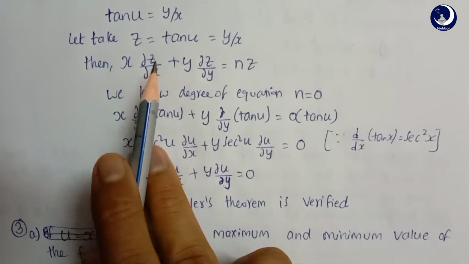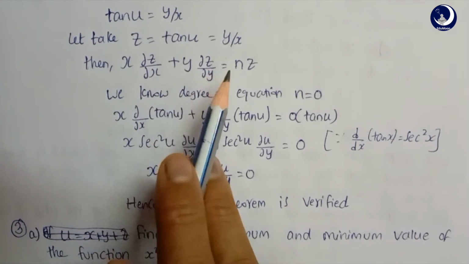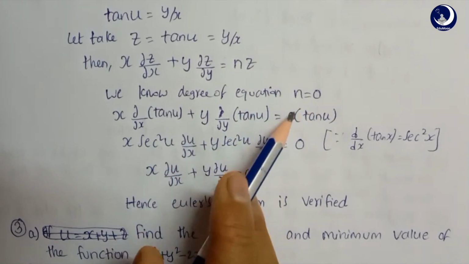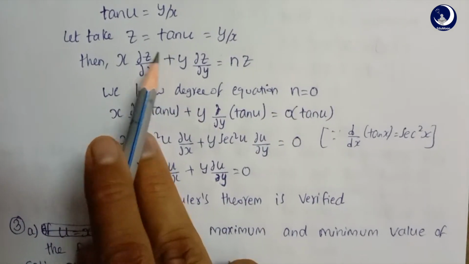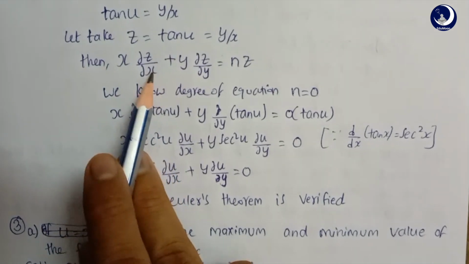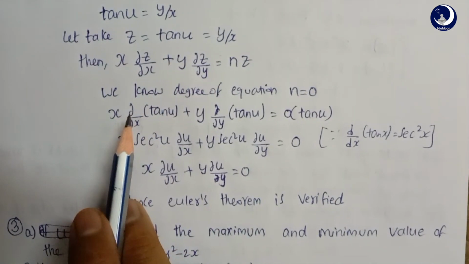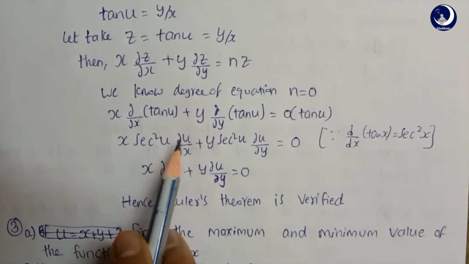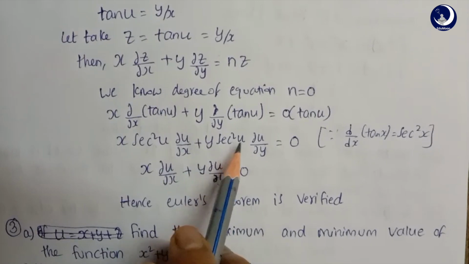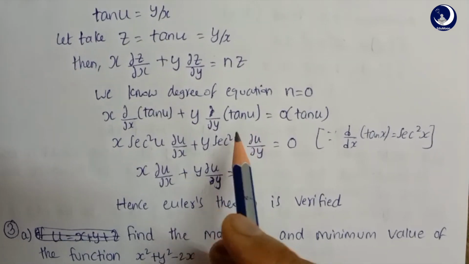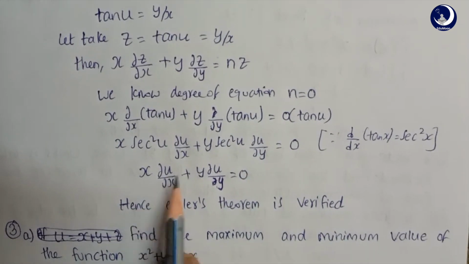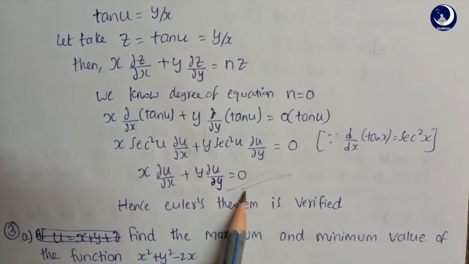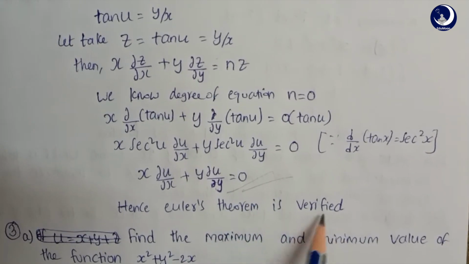Then x into ∂z by ∂x plus y into ∂z by ∂y equals nz. We already know the degree of the equation n equals 0, so we have got 0 value. Here z means tan u. We differentiate with x and y. We got x sec square u ∂u by ∂x plus y sec square u ∂u by ∂y equals 0. Then finally you got the answer: x into ∂u by ∂x plus y into ∂u by ∂y equals 0. It means it is in the form of Euler's theorem. Hence Euler's theorem is verified.